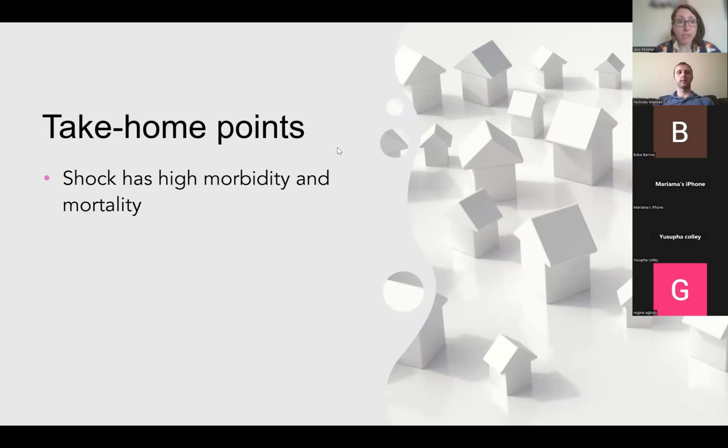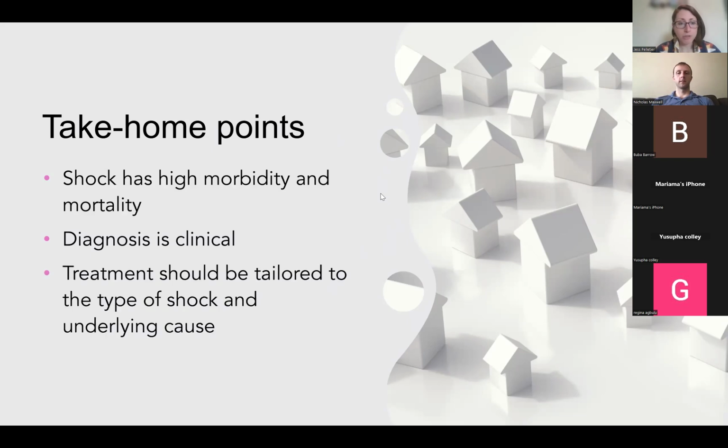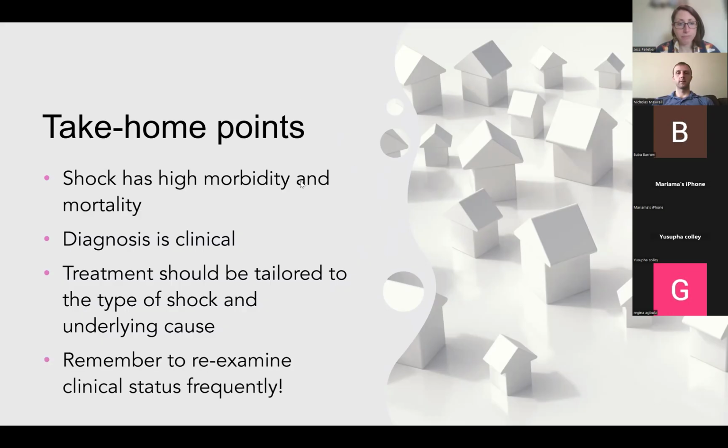Shock has a high morbidity and mortality, and even more so in low resource settings. And so it's really critical that we diagnose and manage this early. Diagnosis is clinical, so you need to look at the full picture of this person's exposures, their history, what their physical exam looks like. And the treatment should be tailored to the type of shock and the underlying cause.